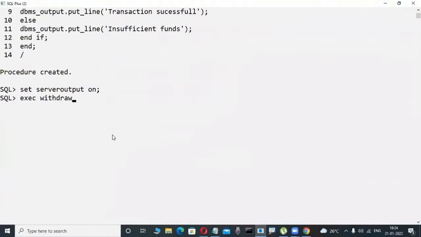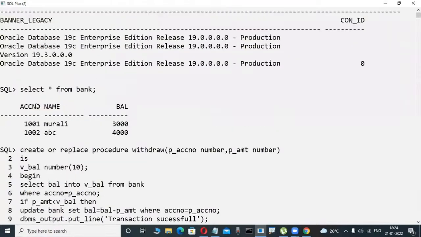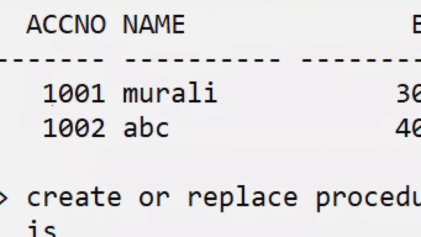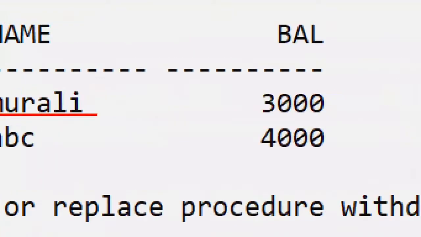Here I pass my account number 1001, comma, and I try to withdraw 9,000 rupees, for example. Observe the table here, slowly: 1001 is my account number, and Murali is my name.